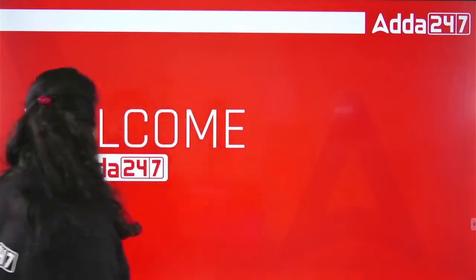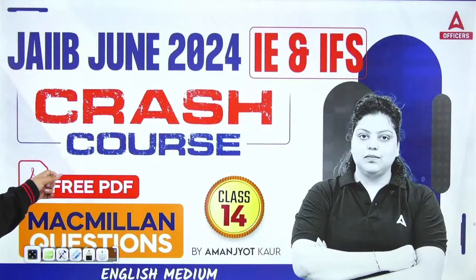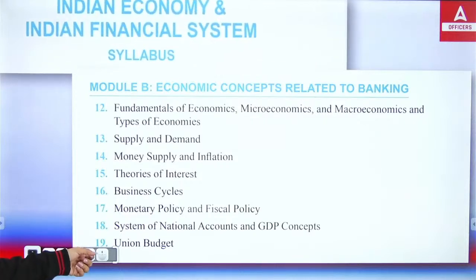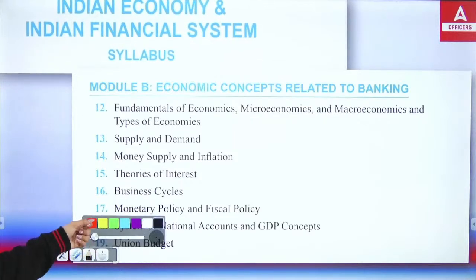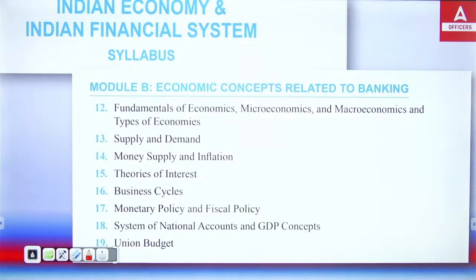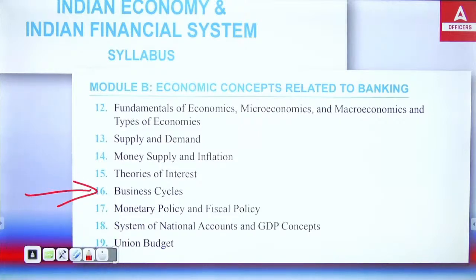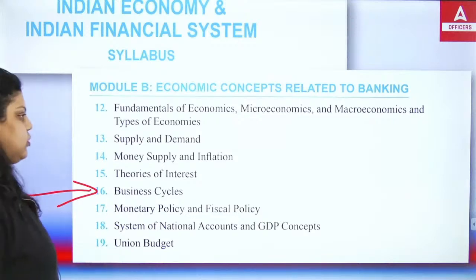So in the victory series, we have completed module D, and then we moved to module C, that is the crash course series, and we have completed the crash course series. Now we have moved forward to module B, so module C and D have been completed, and now we have moved to module B, that is economic concepts related to banking. And in this we are going to discuss today the business cycle chapter, that is unit number 16 in your IFS subject.